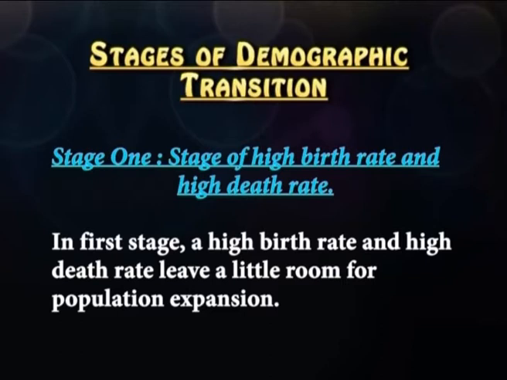In the first stage, a high birth rate and high death rate leave little room for population expansion. In this stage, the country is at a low level of economic development. Agriculture, which is the main occupation of the people, is in a backward state, per capita income is low, and a balanced diet is not sufficiently available to the masses. Death rate is high because of illiteracy, superstition and lack of medical facilities. Birth rate is also high because of social and economic reasons.